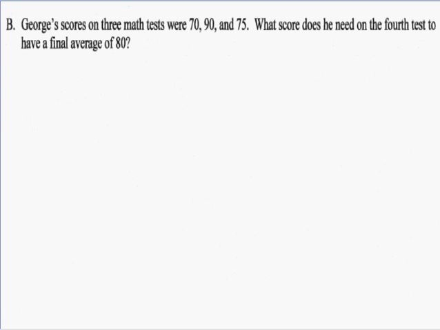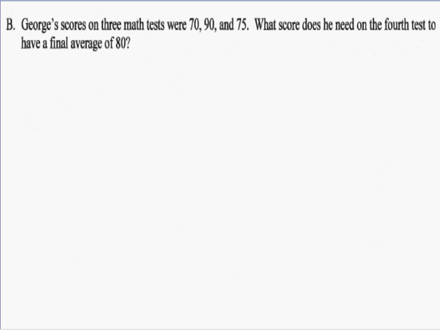Alright, problem number 2. Same type of problem, different wording, but it's really the same problem. Here we have George's scores on 3 math tests were 70, 90, and 75. And we want to know what he has to get on the 4th test to get an average of 80.